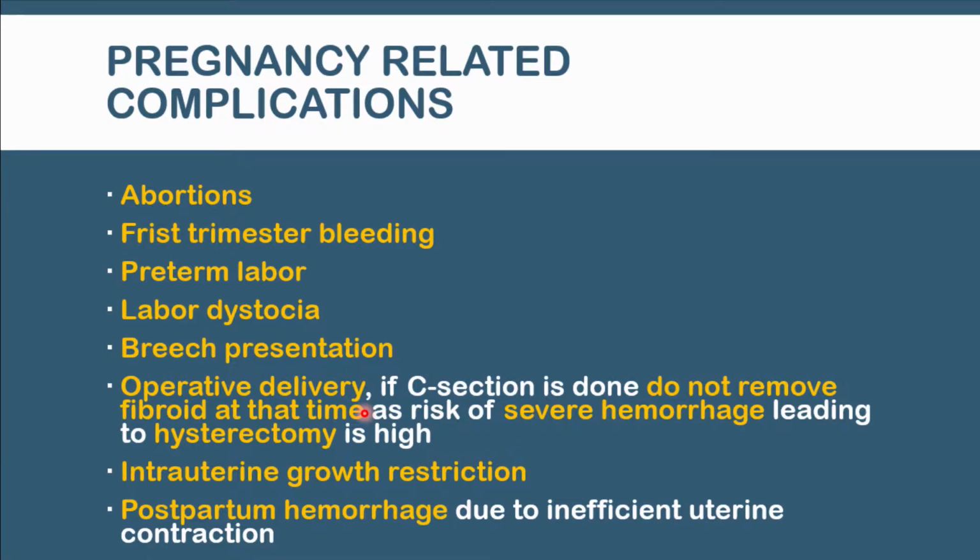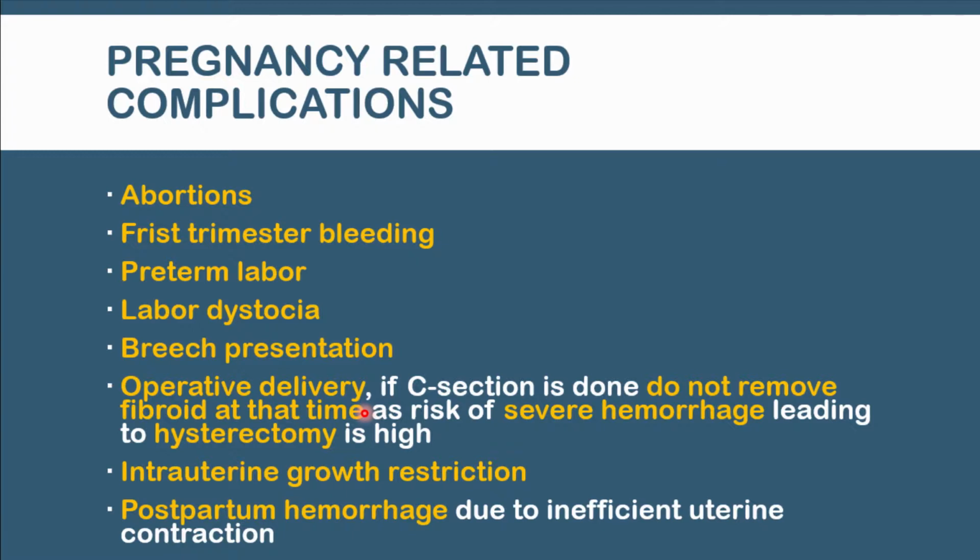There could be breech presentation because this fibroid is within the uterus and the child cannot find itself in the correct position. Sometimes there's an increased risk of operative delivery. So suppose you're performing a C-section and you realize that this woman has a fibroid. Please do not remove the fibroid at the time of the C-section, because this fibroid may have undergone red degeneration, and once you remove it, there's a risk of this woman going into severe hemorrhage, and there's a risk of a hysterectomy being done on her. So wait until after you have done the C-section, then you can take the patient back to the theater if they so wish to get the fibroids removed.